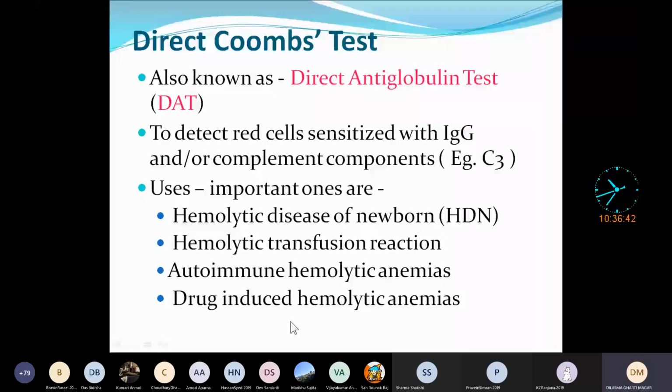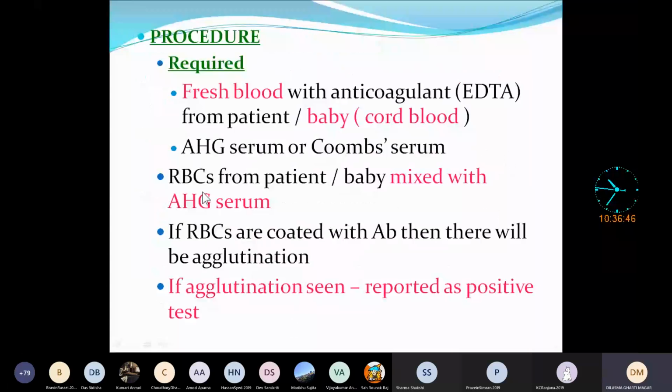So now how we will do, see here. For doing the direct Coombs test or DAT, direct antiglobulin test, fresh blood with anticoagulant is required. Understood here? It may be from the patient or it may be from the baby. In case of the hemolytic disease of the newborn, it was from the baby, and yesterday I told you that we will take 20 ml of cord blood, isn't it? So fresh blood is taken with the anticoagulant EDTA.